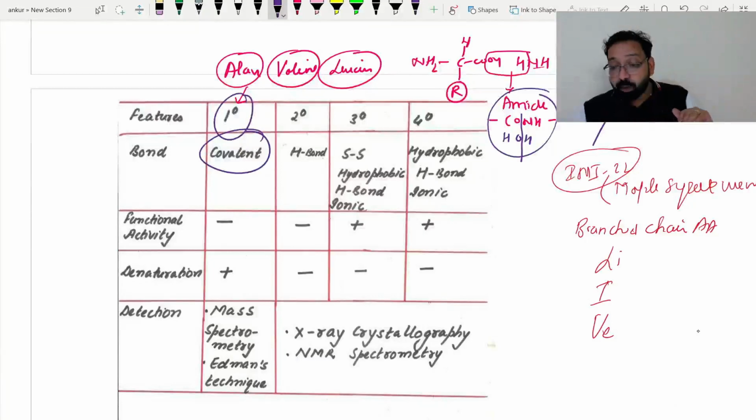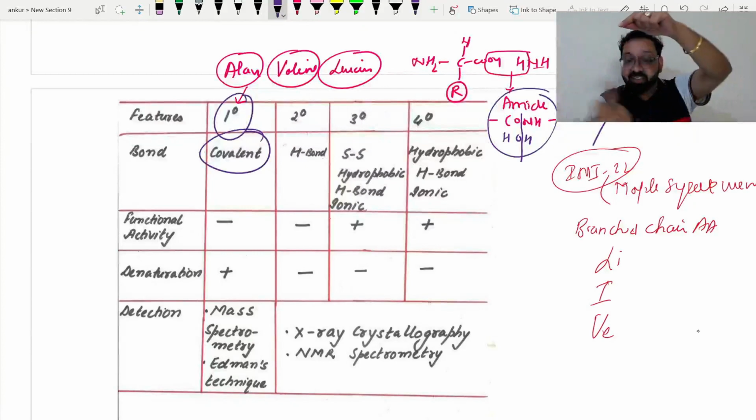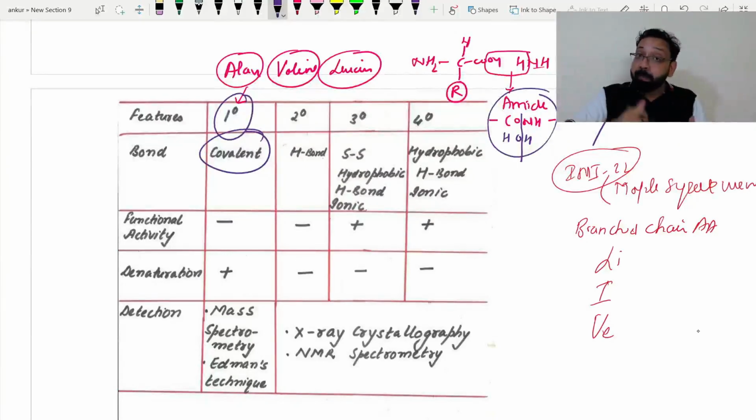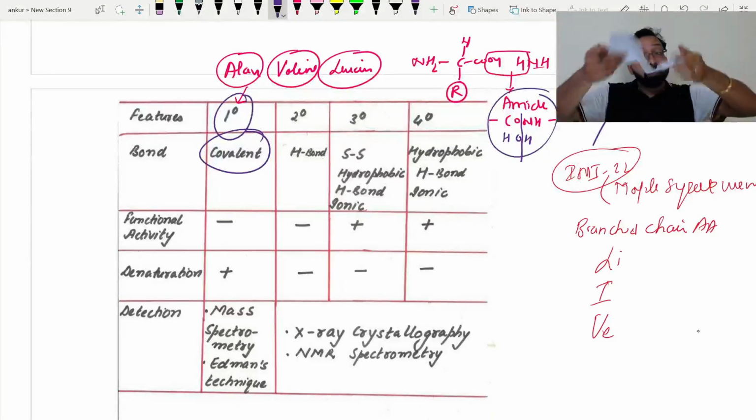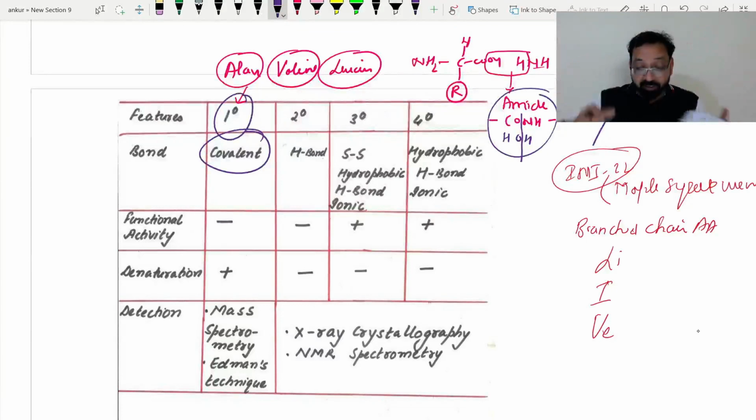So the sequence of amino acids may fold itself in a helical structure, then it is called alpha helix. It may fold in a plane-like structure, just like this paper. Yes, just like this paper, that is called beta sheet. That secondary structure is alpha helix or beta sheet. Question is asked: secondary structure is stabilized by hydrogen bond.